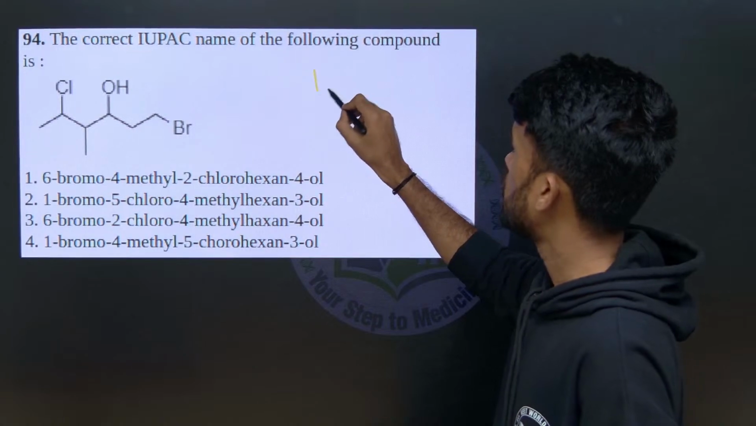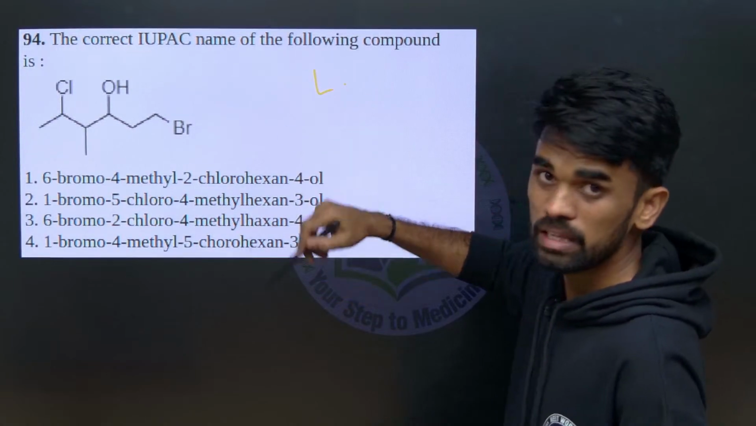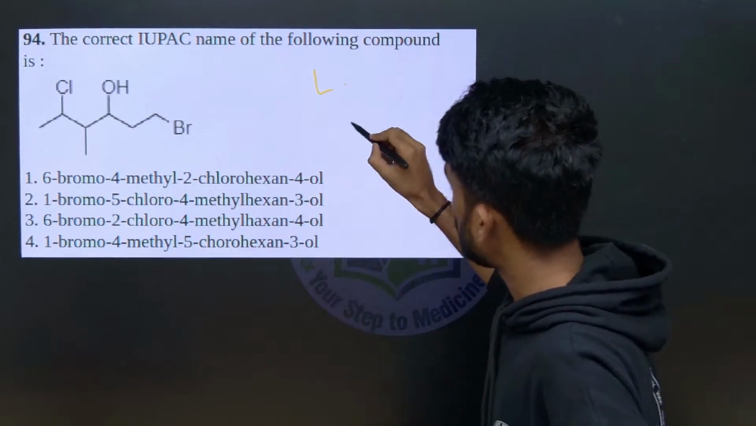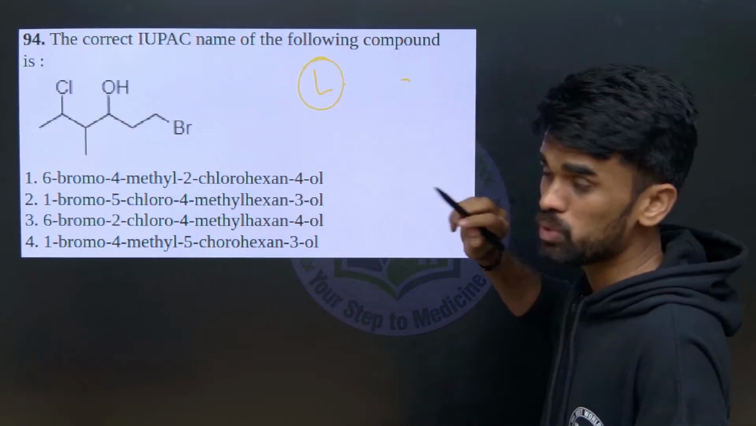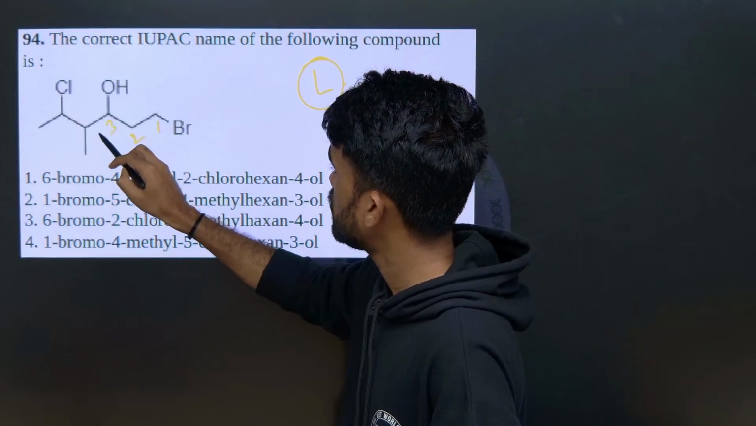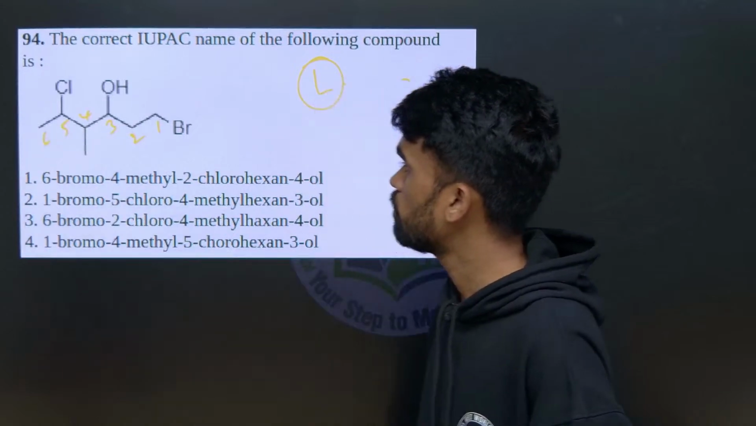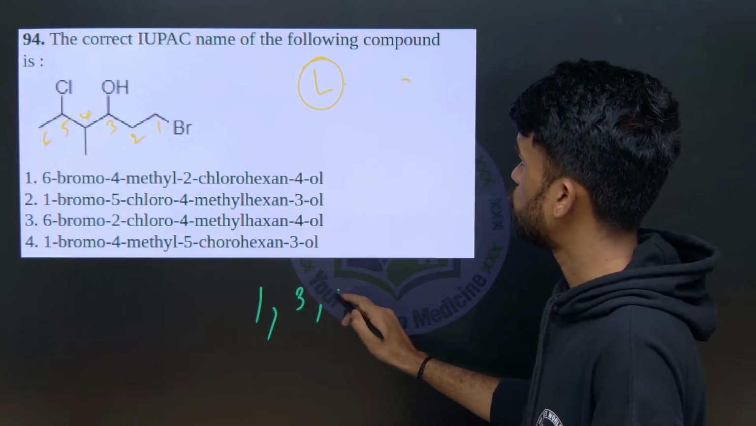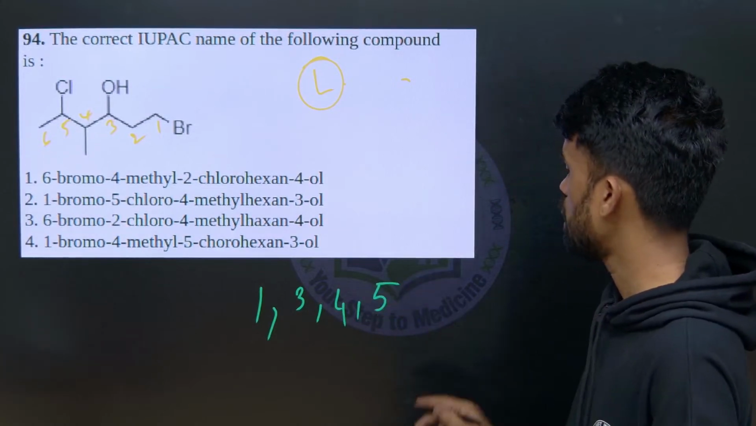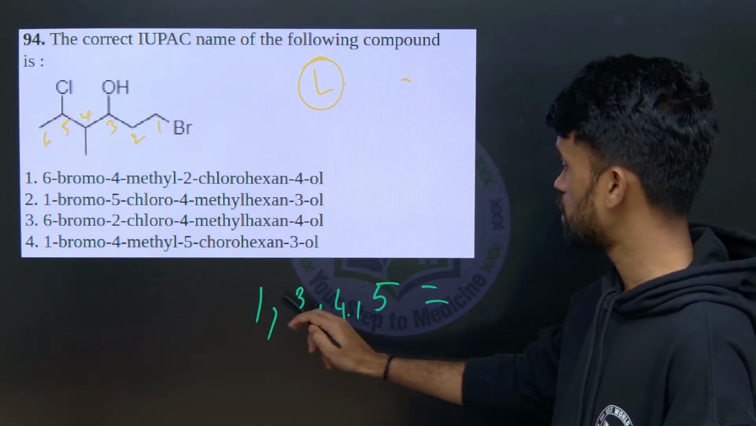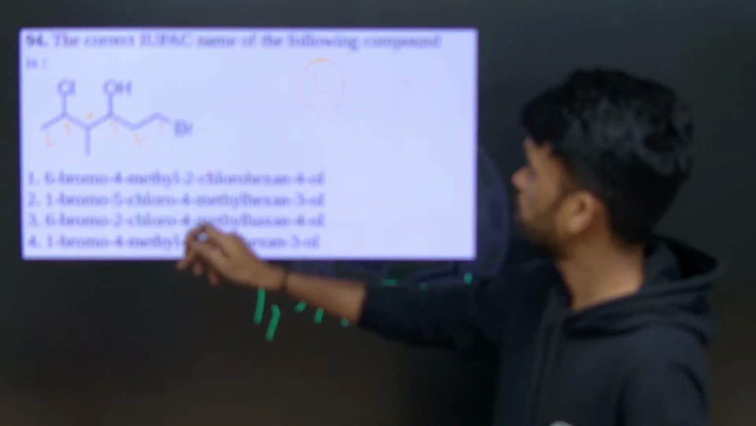What is the IUPAC name? How can we give it? Here you should give the numbering by following the lowest sum rule. What is this lowest sum rule? If I number from here 1, 2, 3, 4, 5, 6, where are the substituents? At first position, third position, fourth position, and fifth position, right? So what is the total sum we got? 5 plus 4 plus 5, 9, 10, 13. 13.